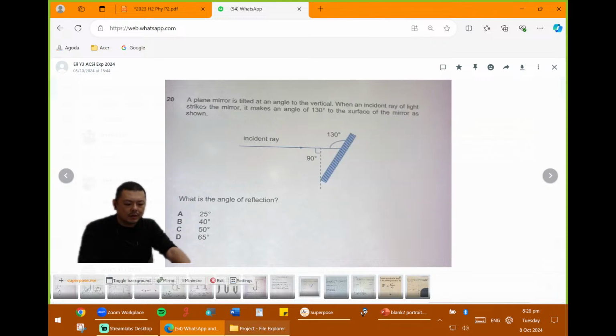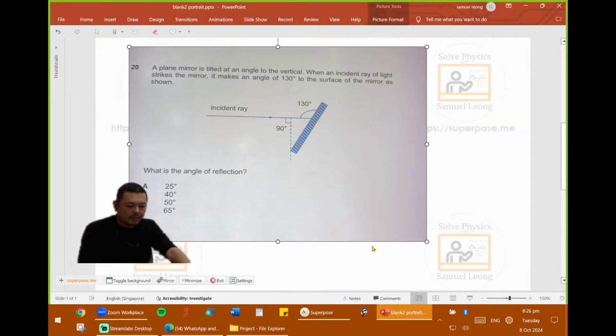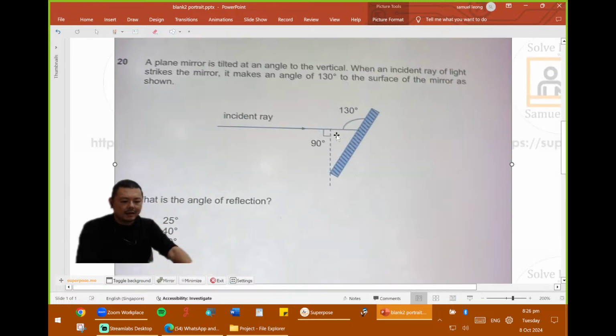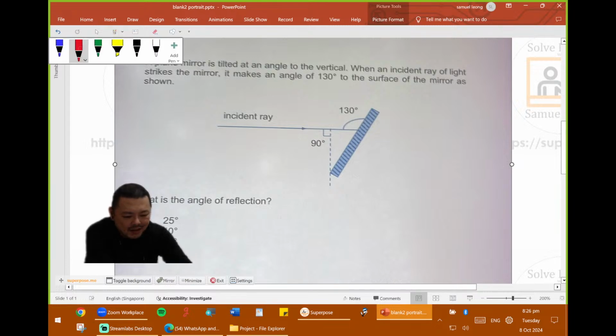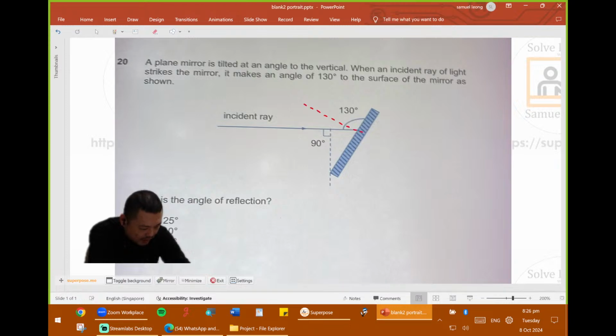What's going on here? Bruh, this is math problems lah. Guarantee is math problems, 100% guarantee. You go and draw a normal here. Right or not? If you draw a normal, it's 90 degrees, right? So what's the angle of incidence? Then you answer.